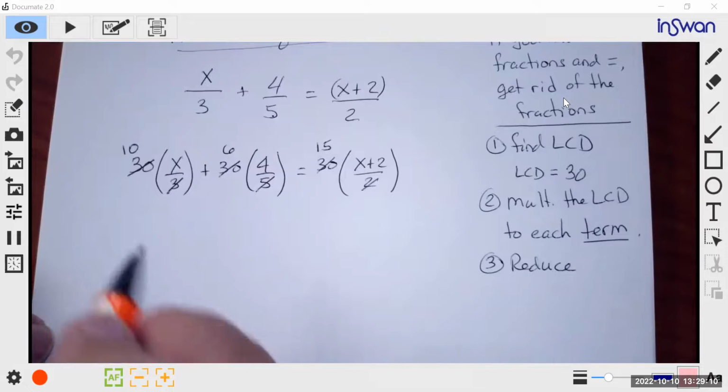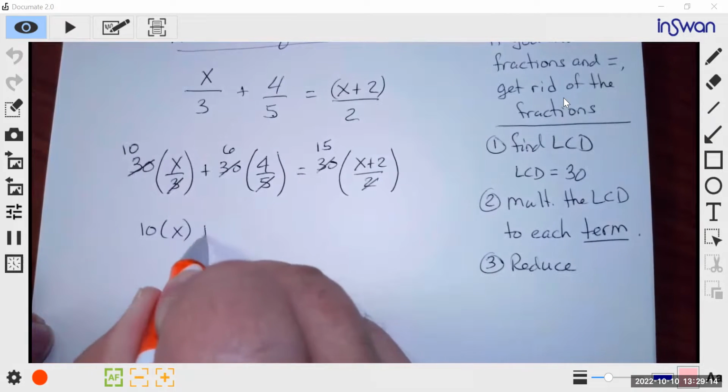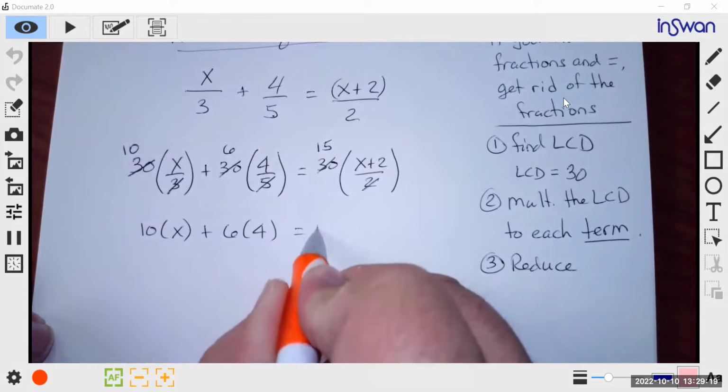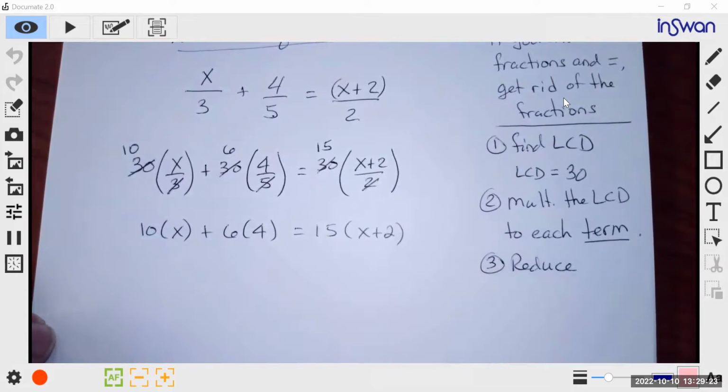15. So we have 10 times x, 6 times 4, 15 times x plus 2. It's the same. The top and the bottom equations are the same. It's just that we got rid of the fractions.